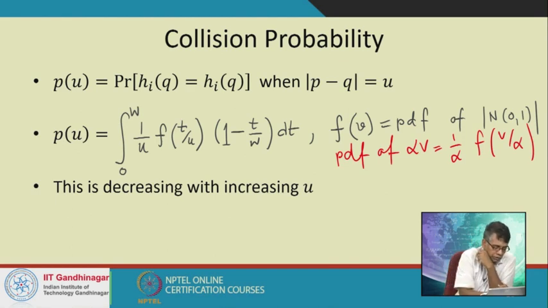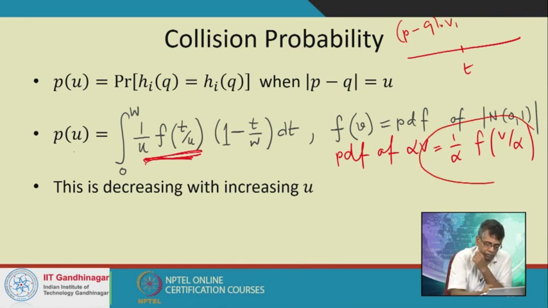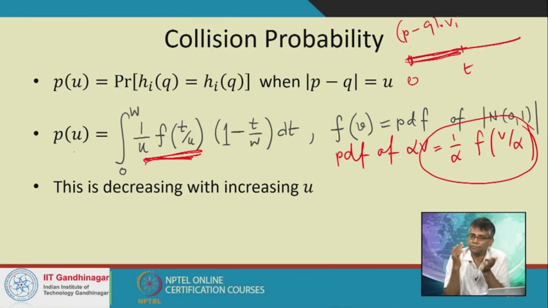So what this is saying is that the probability of collision, if two points are at distance u, this part measures, for a particular value of t, what is the chance that the random variable p minus q dot vi, which is a random variable with this PDF, lies in the range from 0 to t?